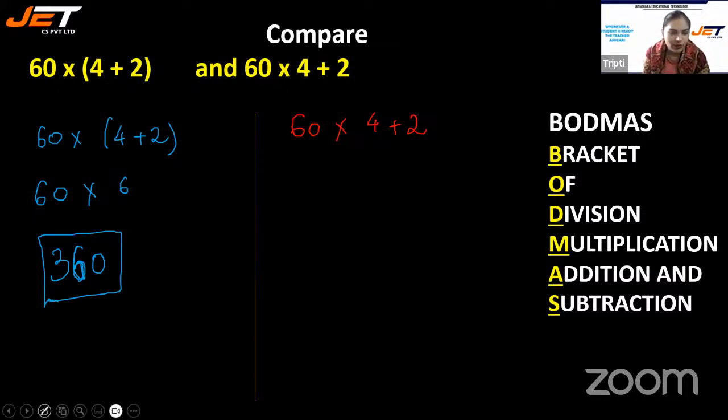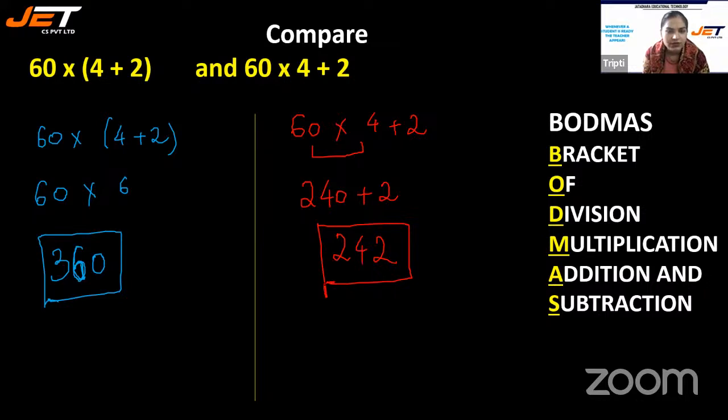Here, the next one, we have 60 times 4 first, 240, plus 2, 242. Because there is no bracket, I'll follow the order: first multiplication and then addition. 6 times 4 is 24, so 240 plus 2 is 242. So in both cases, the answers are completely different.